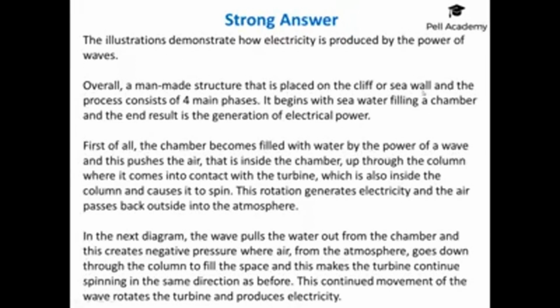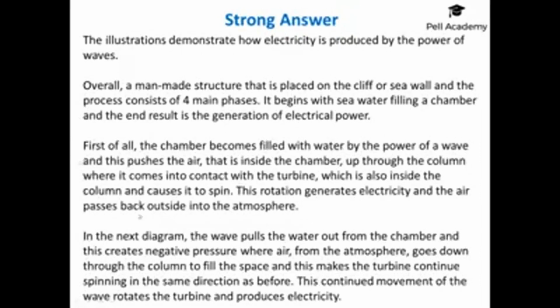So this is what we were saying earlier, that you can include that in your overview because it's a part of what's in the diagram, and I guess it's important to know what you're looking at. But in this, it hasn't described this as part of the process. It's just describing this as where the process is. So it's placed on a cliff or seawall, and the process consists of 4 main phases. It begins with seawater filling a chamber, and the end result is the generation of electrical power. So it's very much the start and the end, nothing in between.